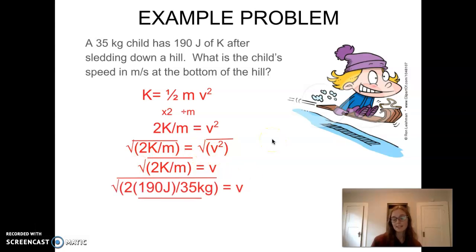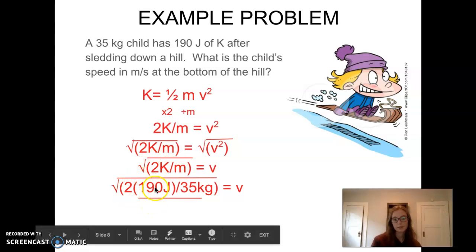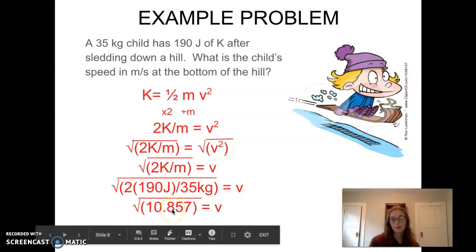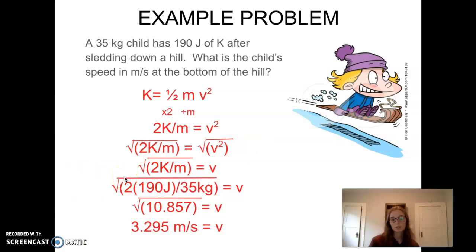Next, we can do everything that is under the root sign. It's kind of like there's parentheses here. So I plugged my numbers in: 2 times our kinetic energy of 190 joules. Multiply that out and then divide by our 35 kilograms will give us our velocity. So in our square root symbol, we have 10.857. If we take the square root of that, our final answer is 3.295 meters per second is our velocity. Make sure you have this one written down in your notes because this one is a bit challenging.